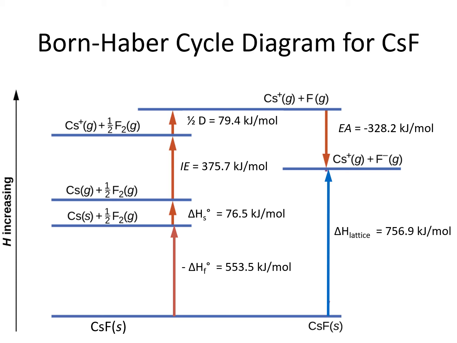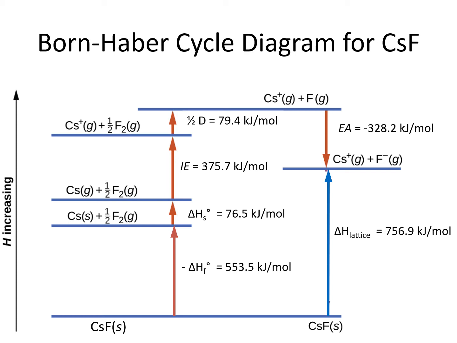The enthalpy of formation reaction equation would have the elements in their standard forms. Cesium would be found as a solid, fluorine would be found as F2 gas, and then cesium fluoride would be the product. Since we need the reverse of the enthalpy of formation reaction, we will use the negative of the delta H_f value. For example, the delta H_f value for cesium fluoride is negative 553.5 kilojoules per mole. So we will use positive 553.5 kilojoules per mole in our calculations.